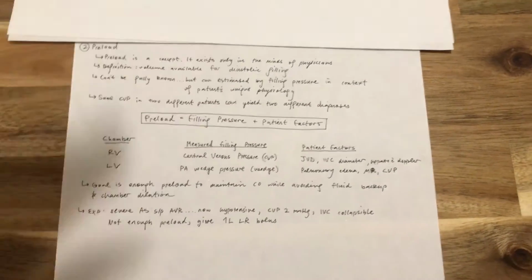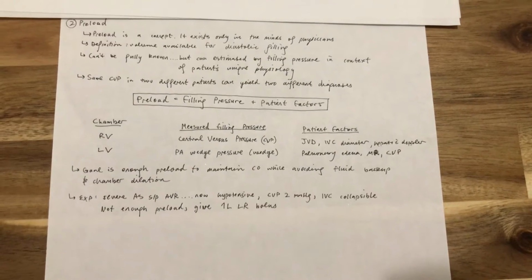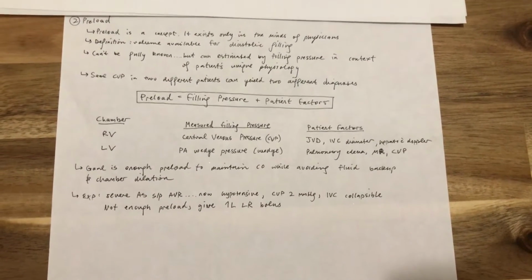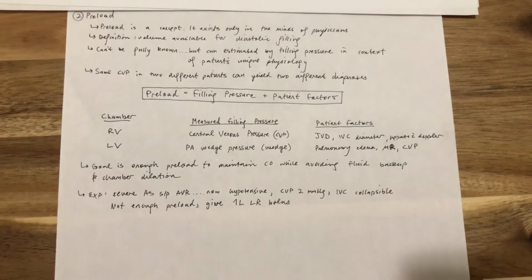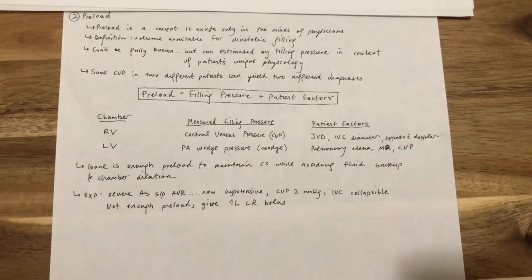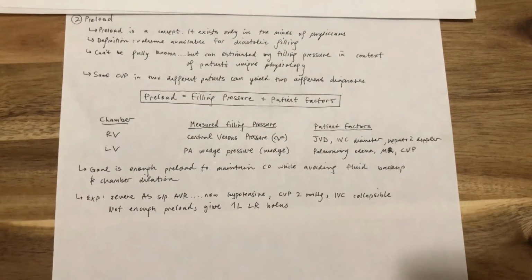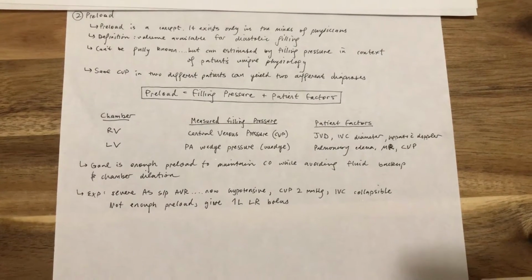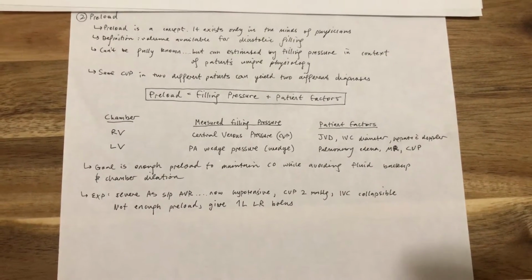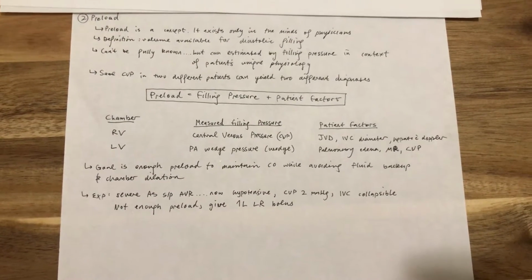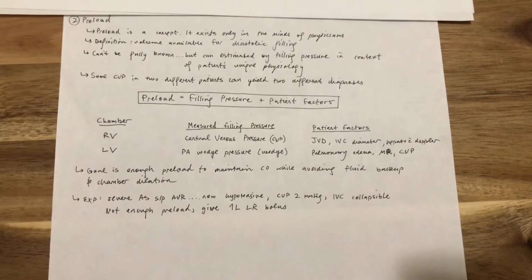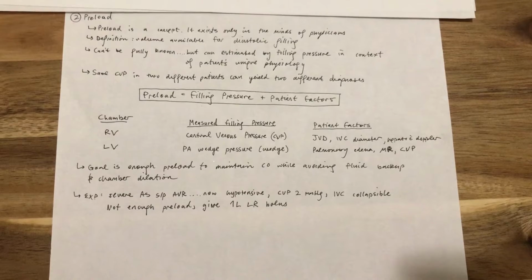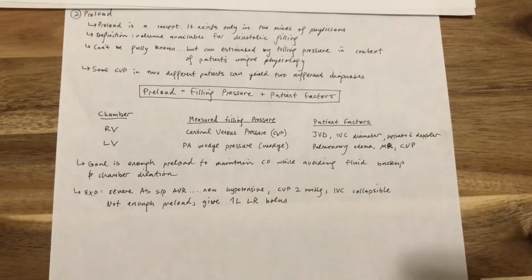So the next topic we're going to talk about is preload. And preload is a concept, and it exists only in the minds of physicians. What this is, is the volume available for diastolic filling. And this can't be fully known. What we can measure, though, is the filling pressures of both of the ventricles. However, depending on the patient's unique physiology, two of the same filling pressures in different patients can yield two very different clinical pictures.